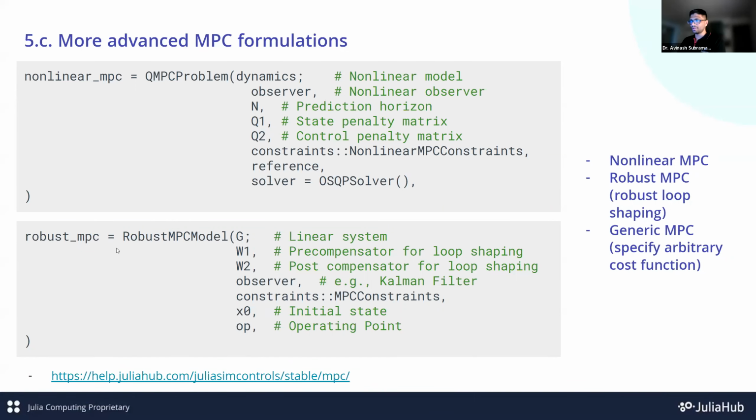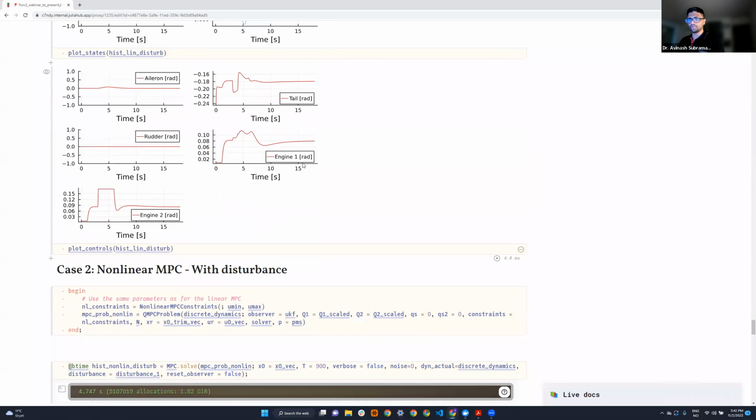We could also have a robust MPC problem. So this allows for robust loop shaping functionality and provides that. Then we could also have a generic MPC function, again, all documented at this link. Here we can specify arbitrary cost functions. I'll just show what the nonlinear MPC would look like.